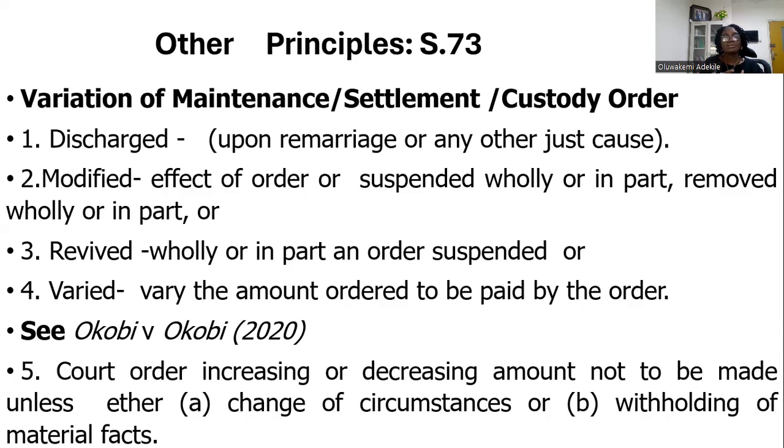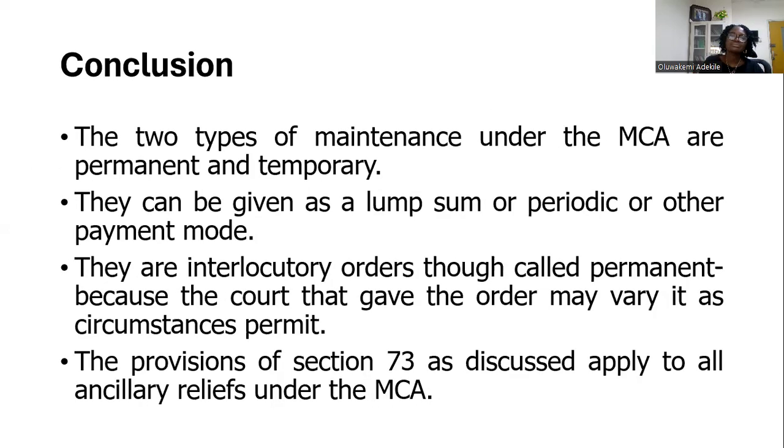Then the order for decreasing or increasing the amount of maintenance can only be made if there has been a change in the circumstances of the parties, or if there is evidence that the initial order was made in error, maybe because he withheld some facts. Maybe the husband did not disclose his financial standing accurately. So those are some of the reasons why the court could increase or decrease the order.